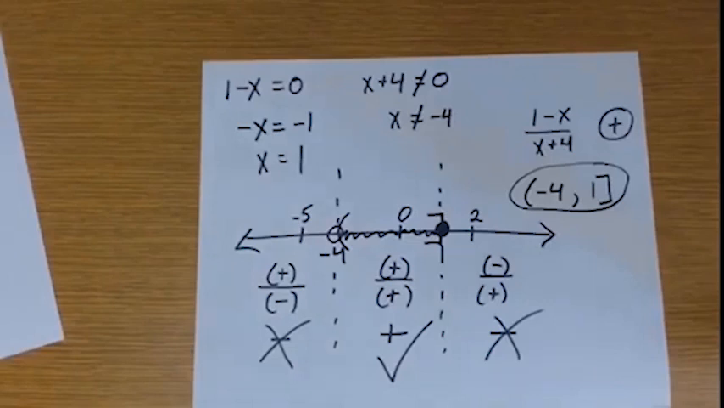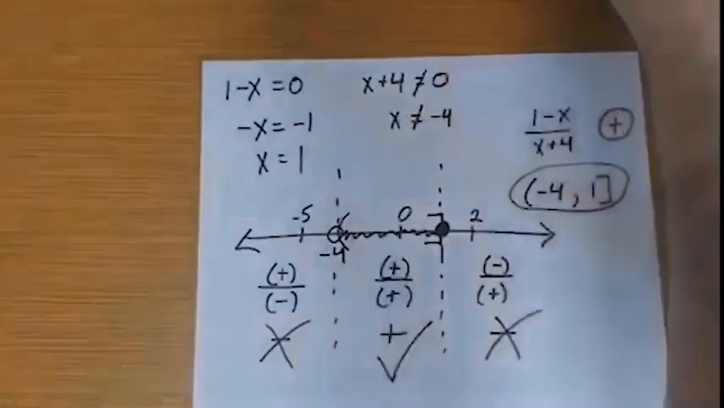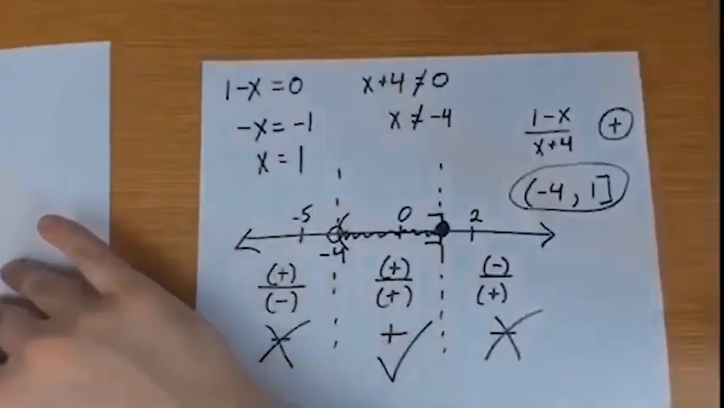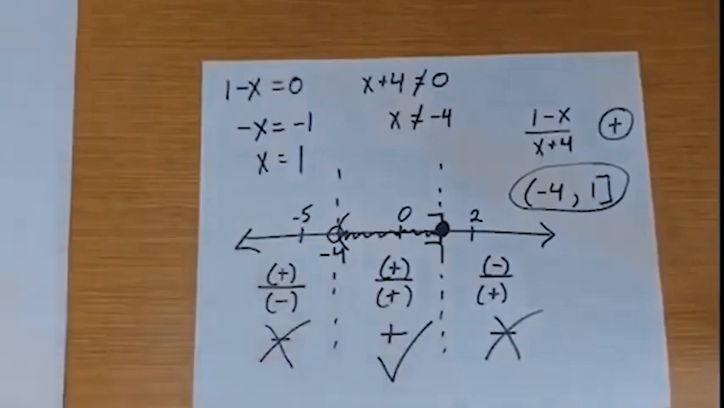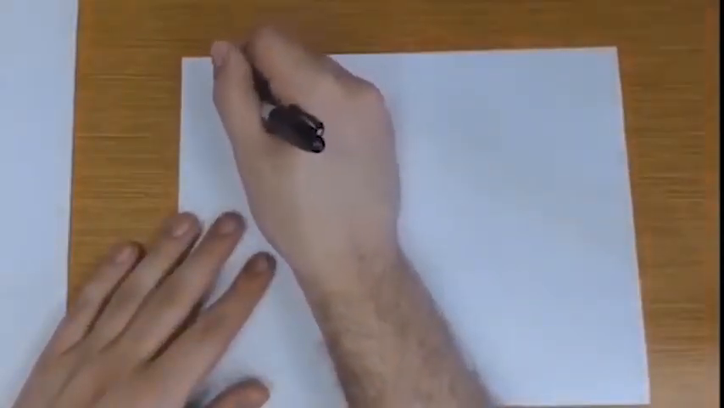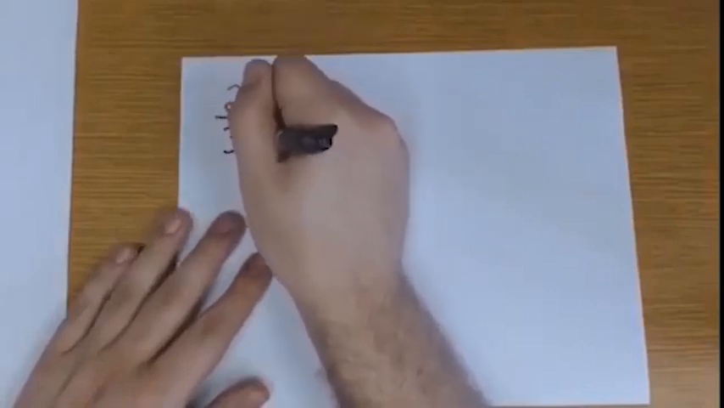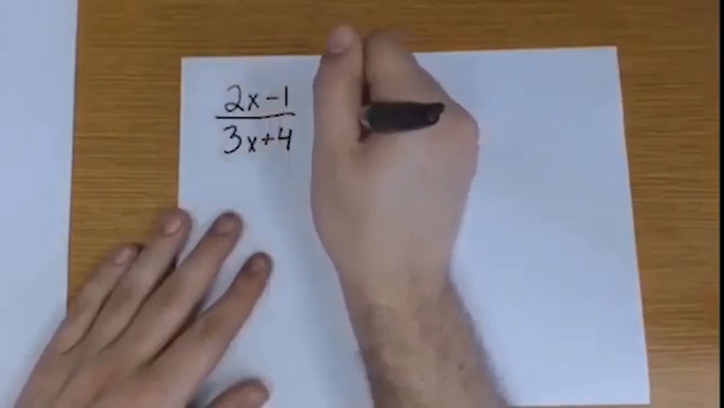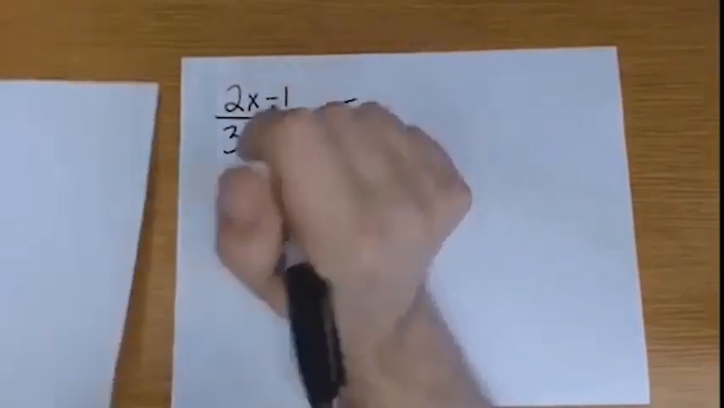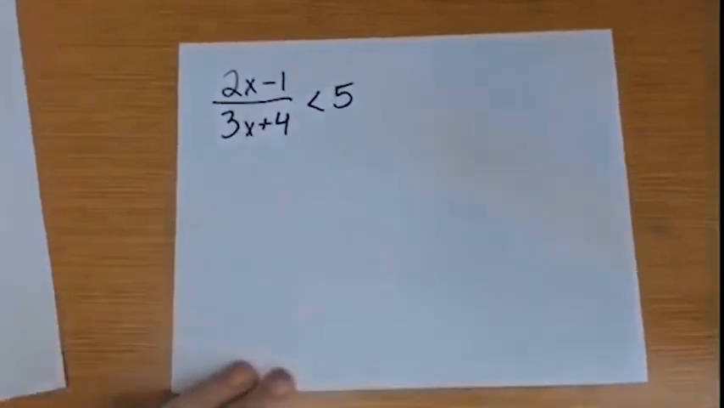Okay, one more example, then we are done with this lesson. In example 9, again, we have a rational inequality, 2x minus 1 over 3x plus 4. We have this less than 5.